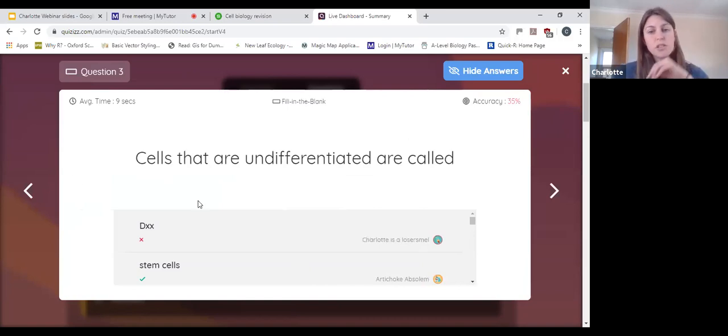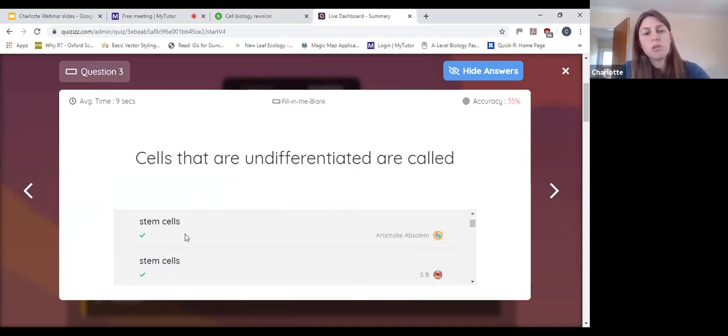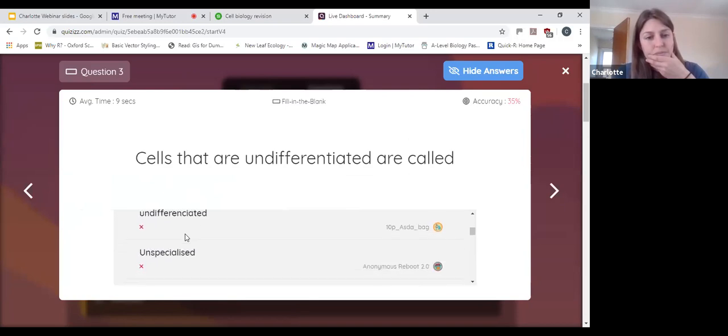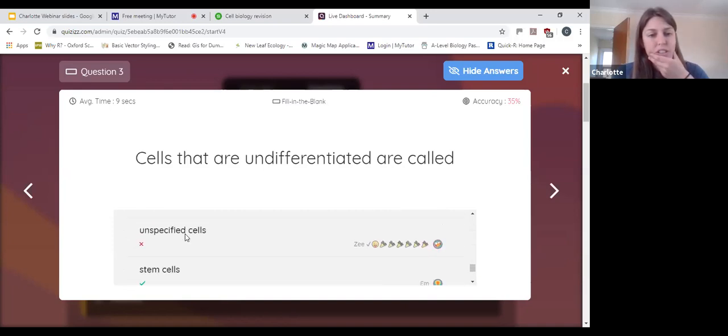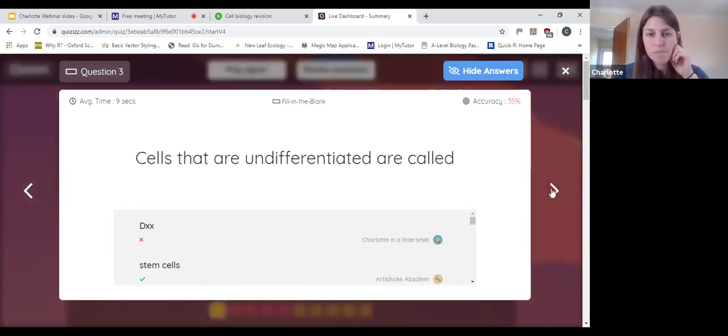Okay, question 3 was a fill in the blank. Cells that are undifferentiated are called, wow, loads of people put loads of different stuff in here. Stem cells was right. Stem cells was correct. So there's quite a few different answers in here. Most people seem to get stem cells. That's what we needed. If they're undifferentiated, they're not specialized. If you have a question, pop it in the Q&A.